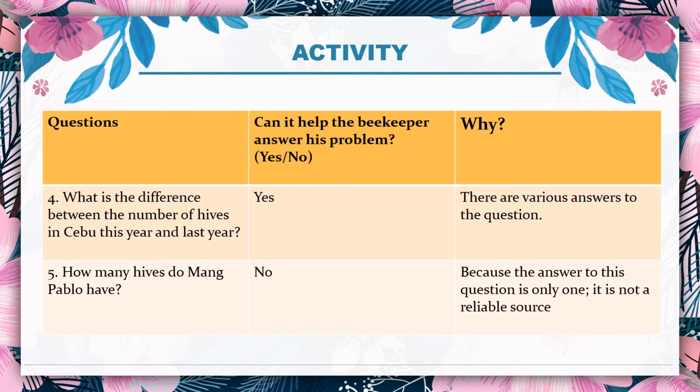The fourth question. What is the difference between the number of hives in Cebu this year and last year? So can this question help the beekeeper answer his problem? The answer is yes. Why? Again, there are various answers to the question. Lastly, how many hives do Mang Pablo have? Can this question help the beekeeper answer his problem? The answer is no. Because the answer to this question is only one. And again, if the answer is only one, the result or the data will not be reliable.